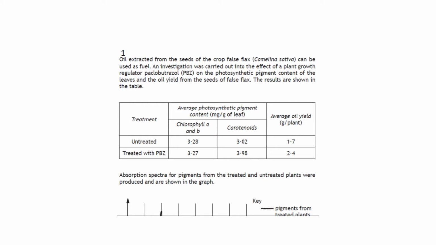So let's just think what we're looking at here. So it's obviously a photosynthesis question, and we're looking at pigments. So what do we know about pigments? Remember, they absorb light energy. There's three types: chlorophyll A, chlorophyll B, carotenoids. And it's saying that when this plant makes seeds, you can take oil out of it, which you use as fuel. And what they've done is they've added this drug, basically a plant growth regulator, PBZ, and they've looked to see if that's affected the content of the pigments, and if that's then affected how much oil they get from the seeds.